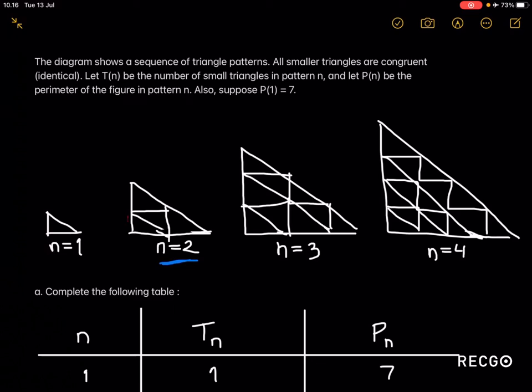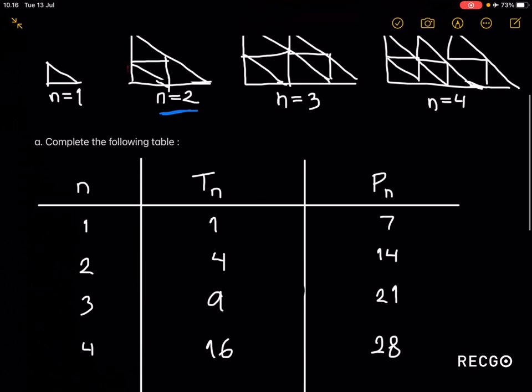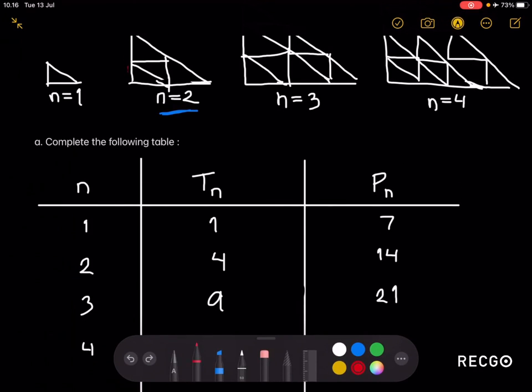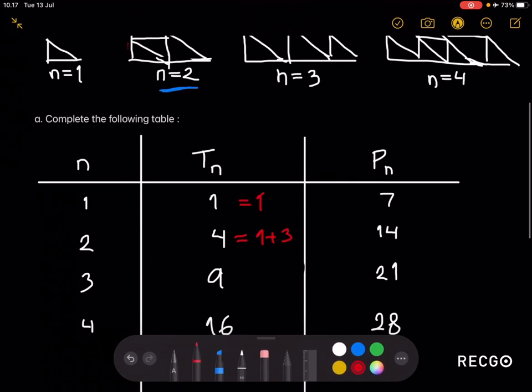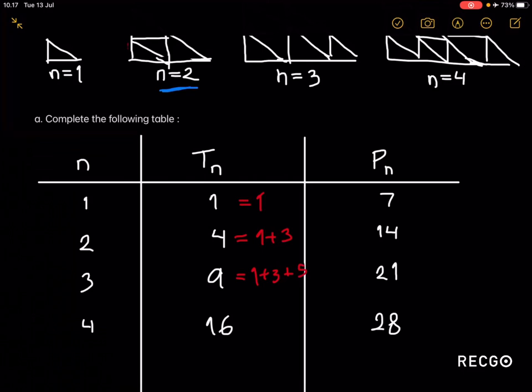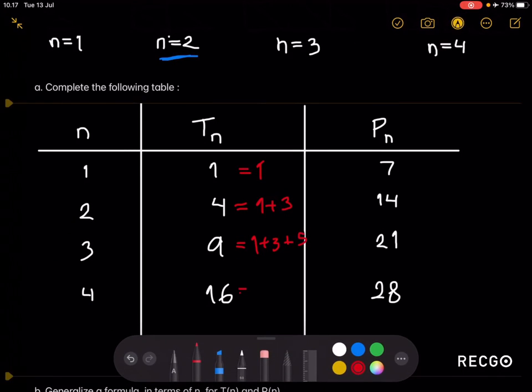With this, we can try to rewrite our values for T of n. Notice that 1 could just be rewritten as 1. 4, on the other hand, could be written as 1 plus 3, where 3 is the number of triangles added to get to the second pattern. Similar thing for T of 3, we can rewrite this as 1 plus 3 plus an additional 5 triangles. And finally for 16, this is equal to 1 plus 3 plus 5 plus 7.